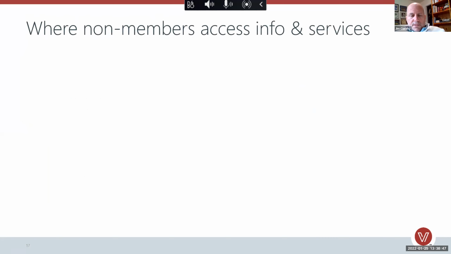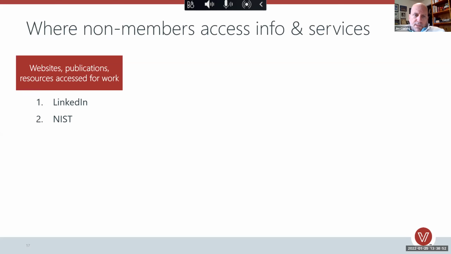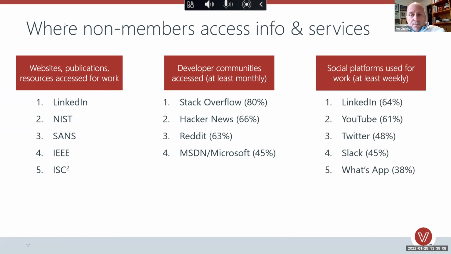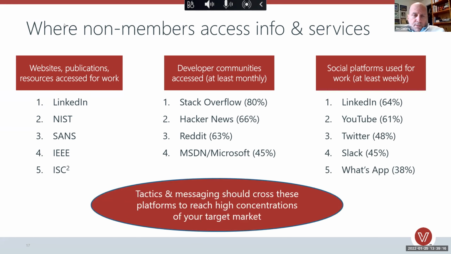We also then asked a series of demographic questions. We asked questions about where people consumed information and so forth. Again, this is the detail that's in the plan. What websites, publications, and resources do you access? What developer communities do you access? I'm just giving you the top level answers here. Social media platforms used for work, and those that said at least weekly. LinkedIn is clearly extensively used, but I'm not going to go through each of the items, just to give you an idea of the personas or profiles that we created and how we arrived there.